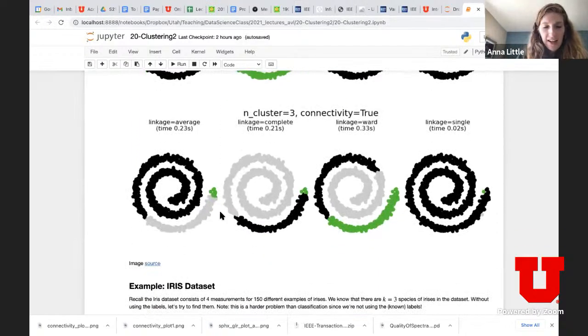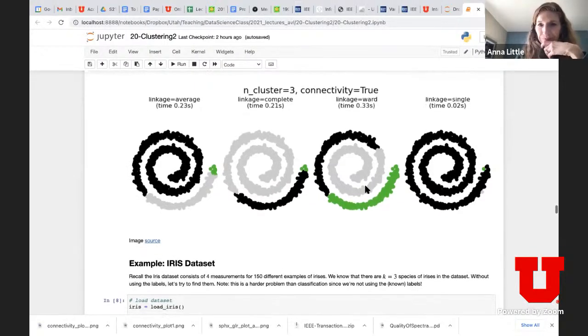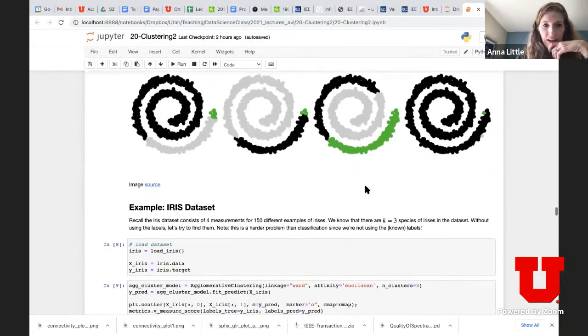But once you add the connectivity constraint, then this kind of stops. In particular, this one looks really nice, well, all of these look better, in that it's splitting the clusters in a more natural way, and it's not crossing this really sparse area where there's no data. It's kind of following the data structure here, which is a more natural thing to do.